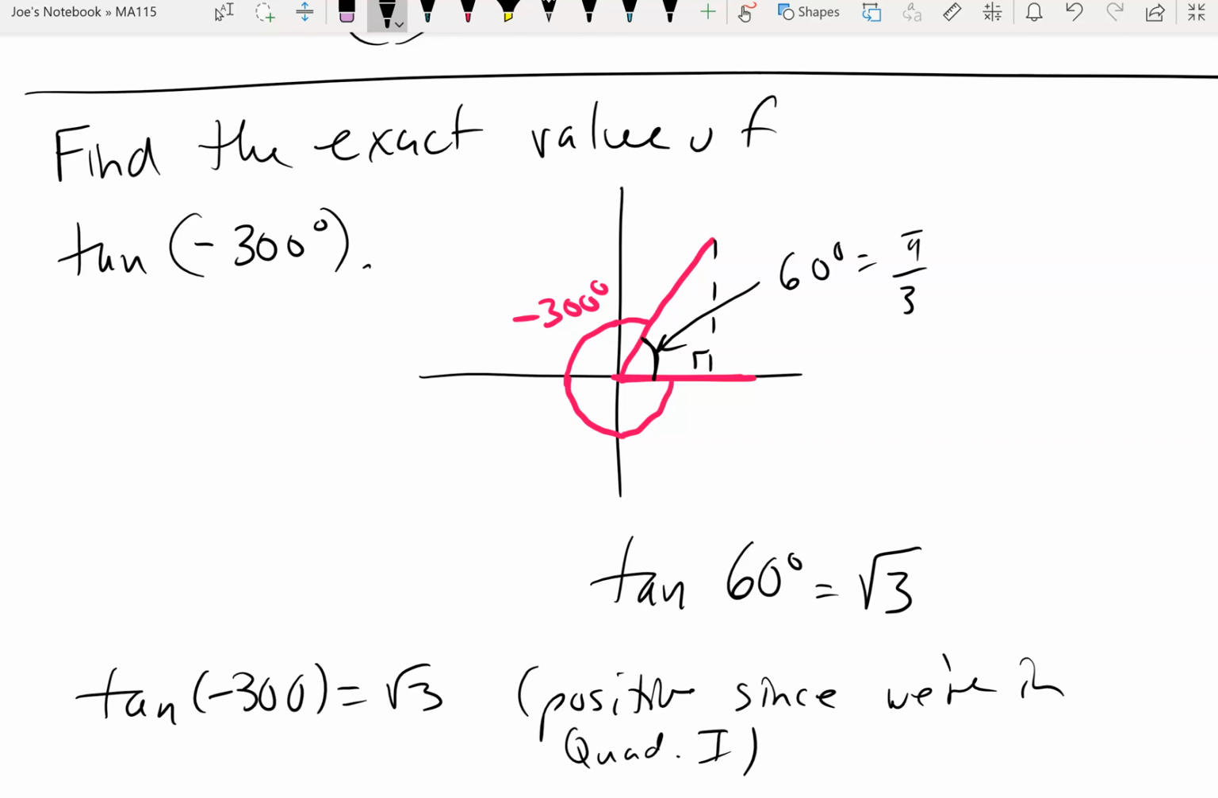How about I do it this way? Here's pi over 4, right? This would be another one. So that's 2 pi over 4, then there would be another one. Okay. Did that help?